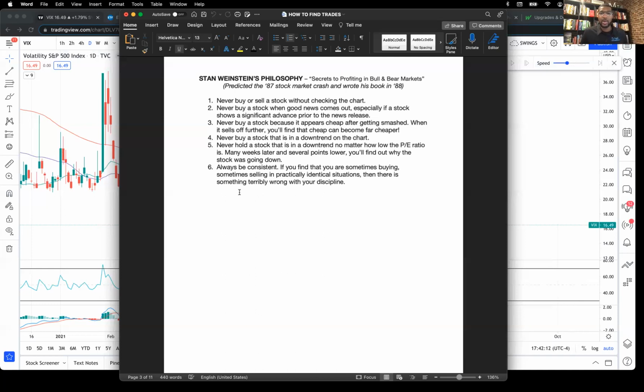Number 3, never buy a stock because it appears cheap after getting smashed. When it sells off further, you'll find that cheap can become far more cheaper. This is the reason why I said people talking about buy the dip. Don't buy the dip. Don't buy the dip because you never know when the dip is actually finished dipping.